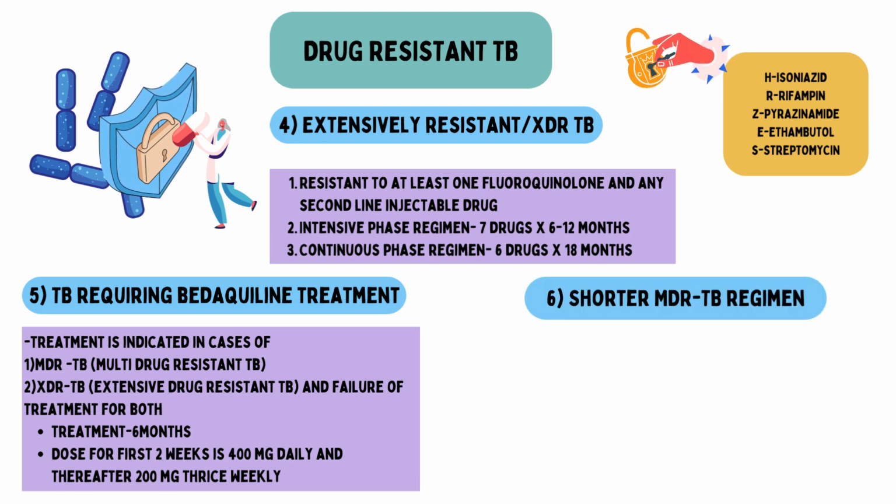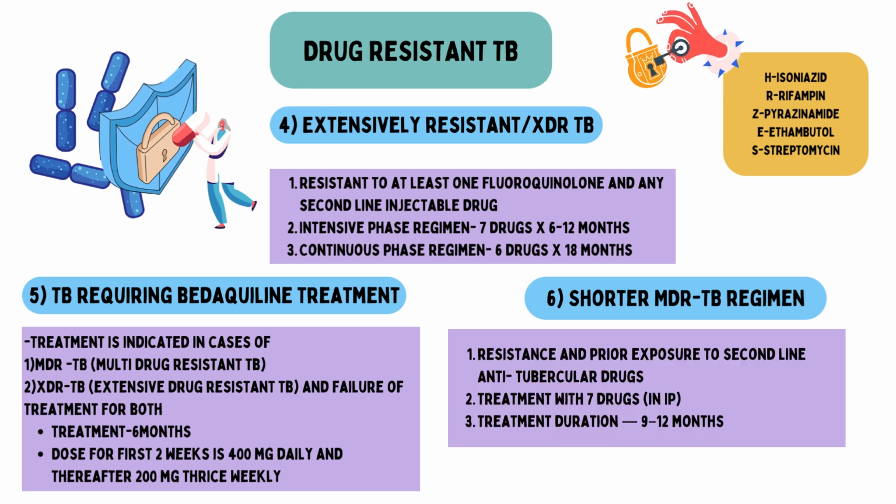And lastly, a shorter MDR TB regimen. It is for resistance and prior exposure to second-line anti-tubercular drugs. It consists of treatment with 7 drugs in IP and treatment duration of 9 to 12 months.